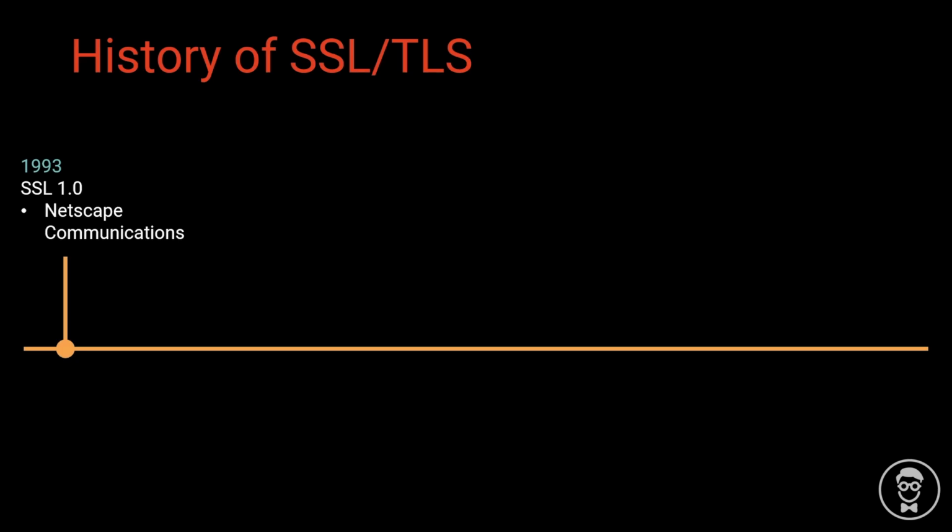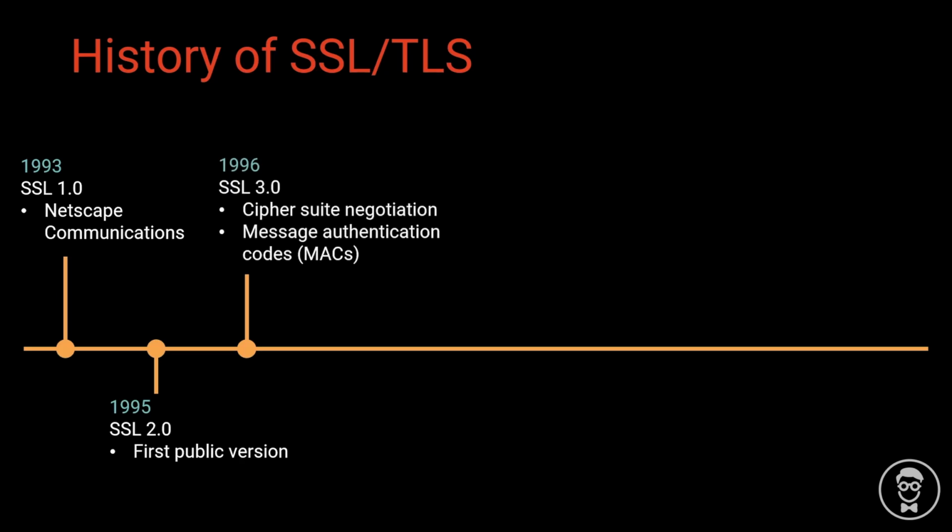Netscape Communications developed the first version to help create secure communications between clients and servers across the internet. It had a number of flaws, which is why the public had to wait until version 2.0 was released in 1995. A year later, SSL 3.0 was released and introduced cipher suite negotiation, where the client and server would mutually decide on which algorithms to use for the secure connection.